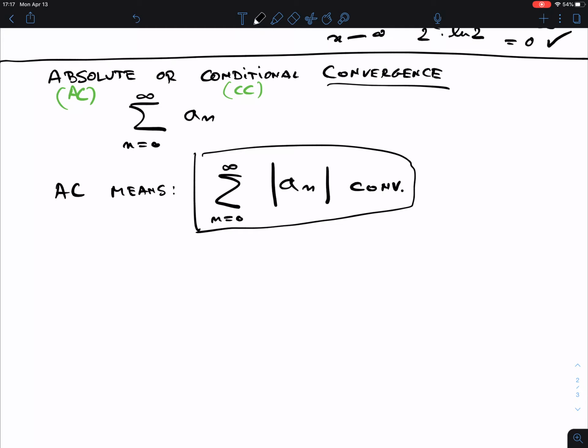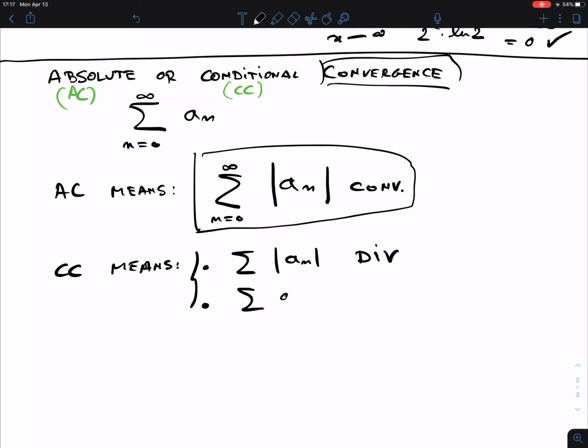So what does CC mean then? CC means the negation of this: that this is a divergent series, but it is convergent. So if this is divergent, why are we calling it convergence? Because there are two conditions for CC: that this is divergent, but that the original series is convergent. So how is this even possible? Well, it's very much possible.